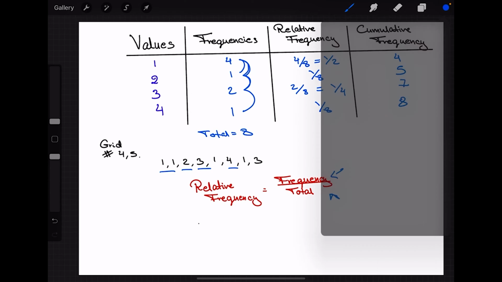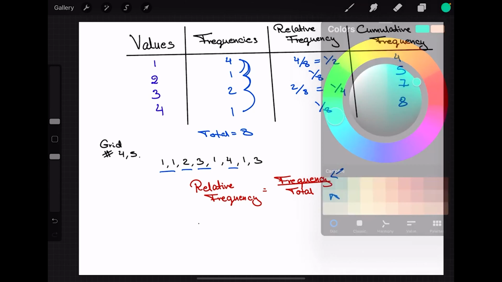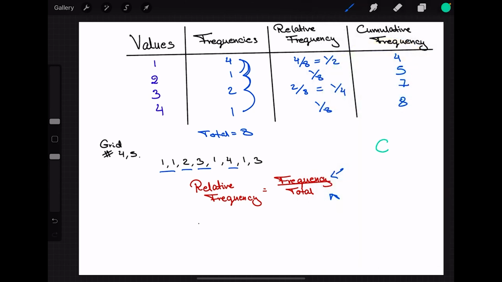Now, there is a slight chance that you may come across cumulative relative frequency. It is very unlikely, but just in case it does come, cumulative relative frequency is simply the cumulative frequency divided by the total. So it's 4 divided by 8, 5 divided by 8, 7 divided by 8, and 8 divided by 8.